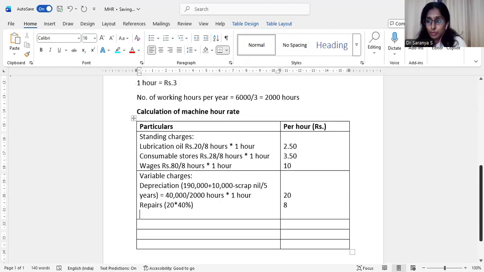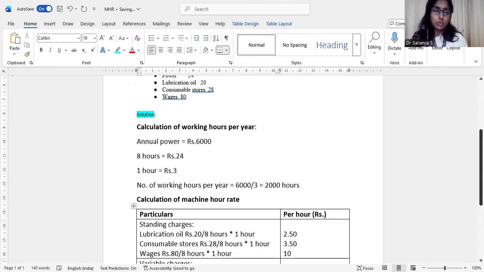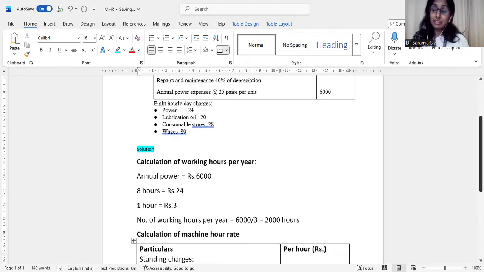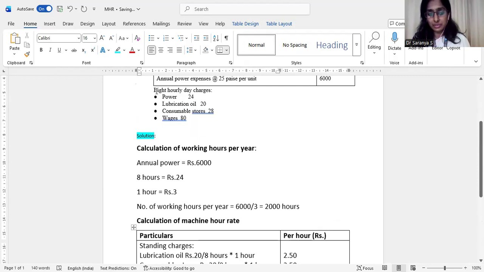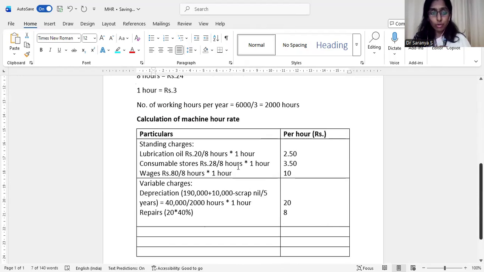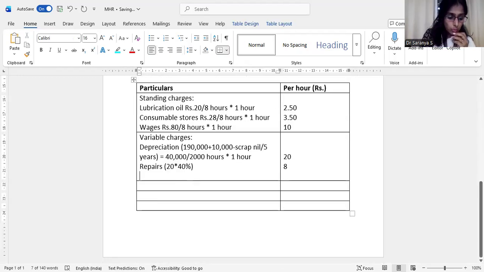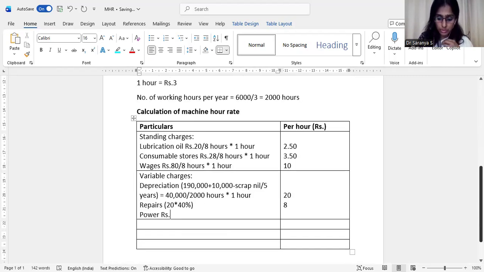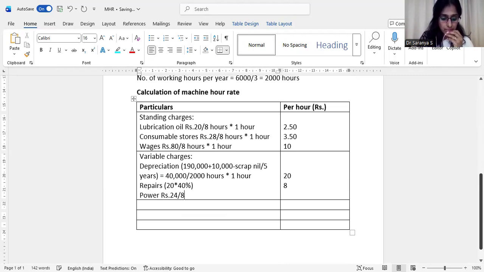We have only one more item left out, that is power. Annual power expense is 6,000, but we want it for 1 hour, and the 8-hour information is given here. For 8 hours a day, the power charge is 24 rupees. So how much for 1 hour? The same way we did for standing charges, we will do it here. So power is given as rupees 24. That is for how many hours? 8 hours. So how much for 1 hour? If 8 hours is 24 rupees, how much for 1 hour? So it is 3 rupees.